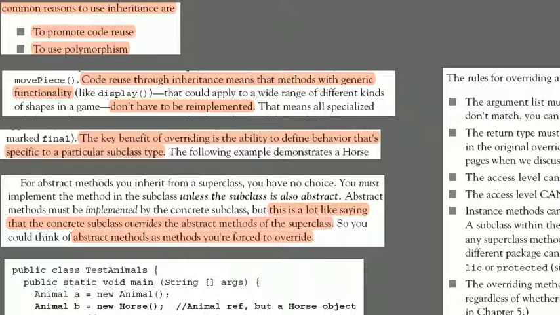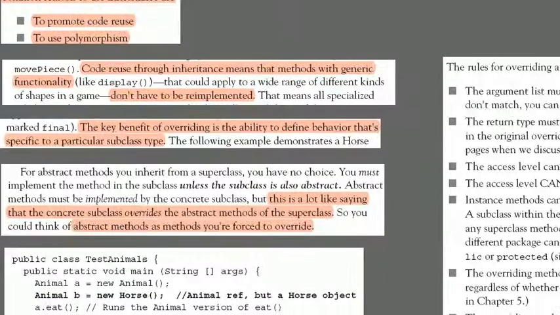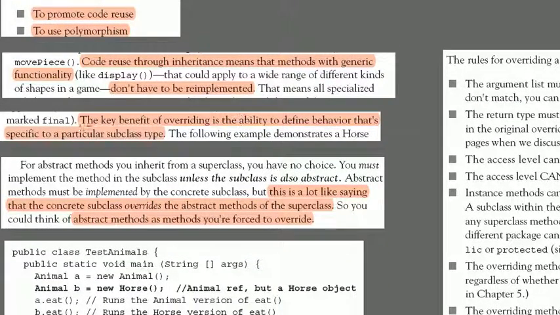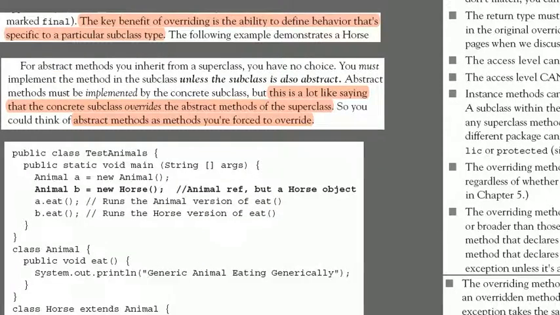In this video, I'll be talking about inheritance and overriding. Common reasons to use inheritance are to promote code reuse and to use polymorphism. And code reuse through inheritance means the methods with generic functionality don't have to be re-implemented. The key benefit of overriding is the ability to define behaviors that are specific to a particular subclass type.